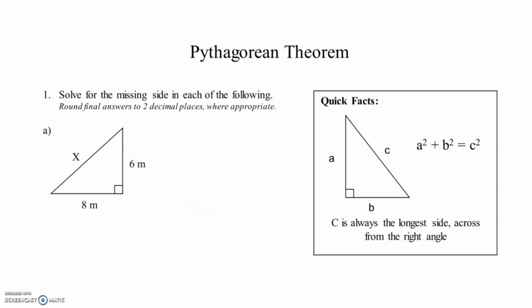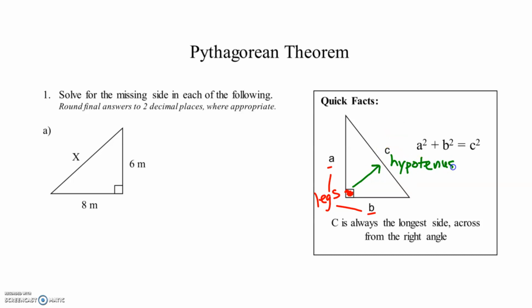So just a quick fact, they did in this box here what we just went over. So we have a and b, which are the side lengths that are attached to the 90-degree angle, and these are called the legs of the right triangle. And then c is the side that is always opposite. So if you have your right angle and you draw an arrow straight across, it's always going to point at c, and c is called the hypotenuse.